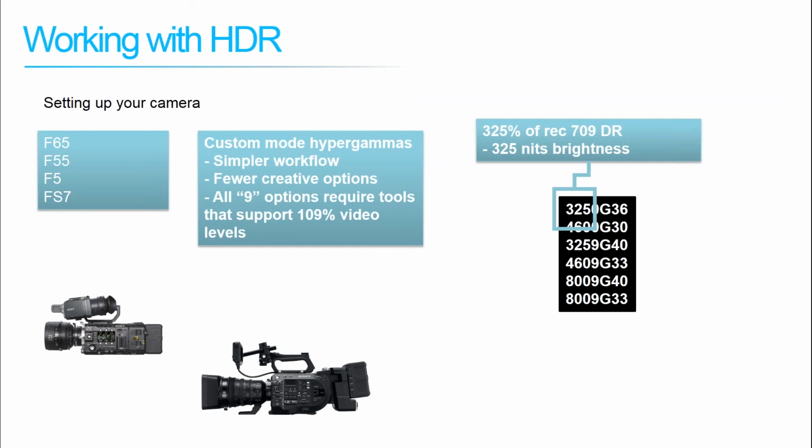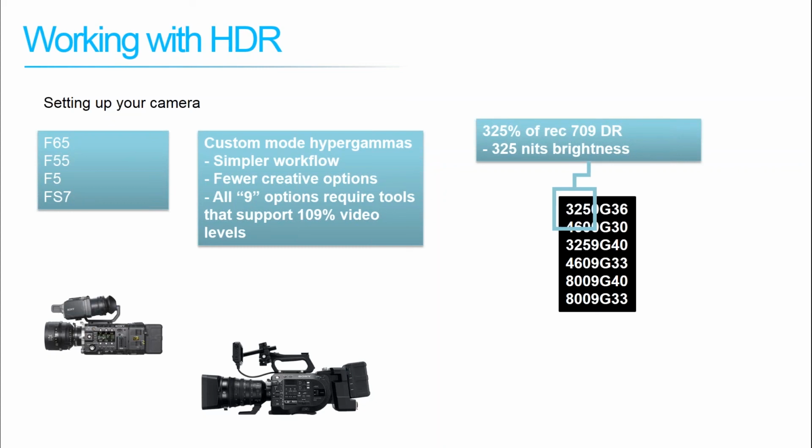One mention I will make: people sometimes shy away from the hypergammas because they've got these slightly intimidating names. This is a description of what they do. So if we take 3250G36, that is 325% of Rec 709, so 325 nits of brightness, where 100 of Rec 709 is 100. We move up to 0, that's a 100% video level. You can see further down on that list there are a couple of 9s. Those are then 109% video levels, which is full gamut RGB if I'm not mistaken, in which case you'll need tools that can support that, but basically everything these days does.